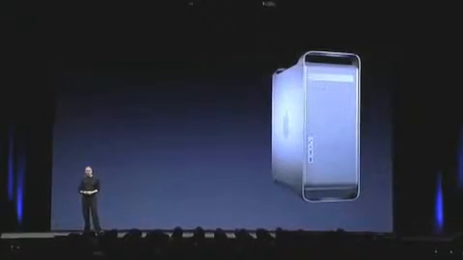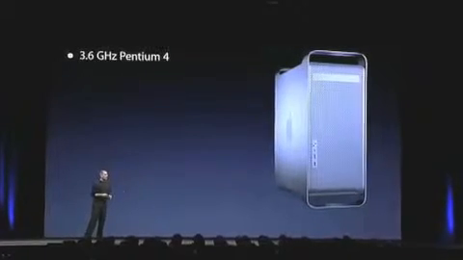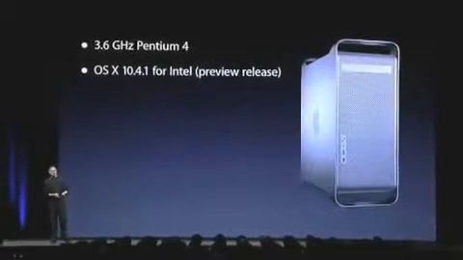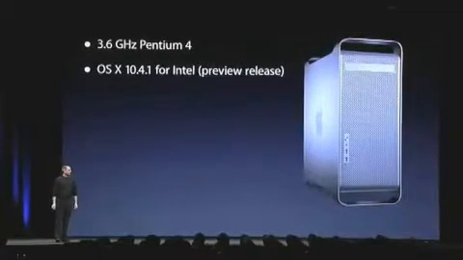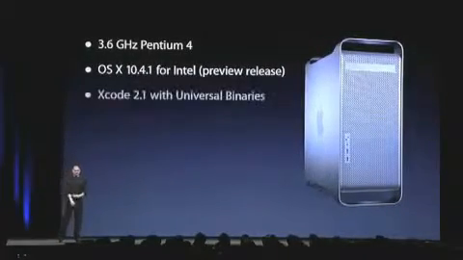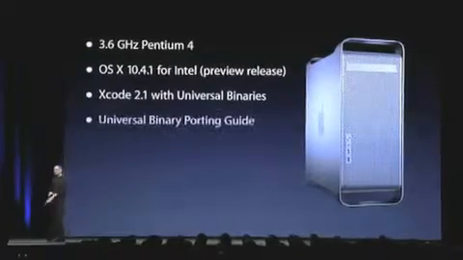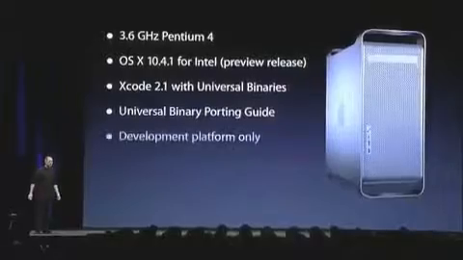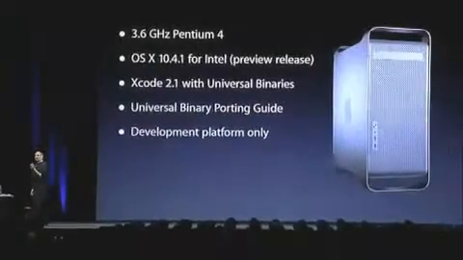This developer transition kit has got a 3.6 gigahertz Pentium 4 in it inside a Power Mac. OS 10.4.1, our pre-release of the Intel version. Xcode 2.1 to generate universal binaries, a universal binary porting guide that's quite good. It is a development platform only. This is not a product. This will never be shipped as a product. It's just for you guys to get started in development.